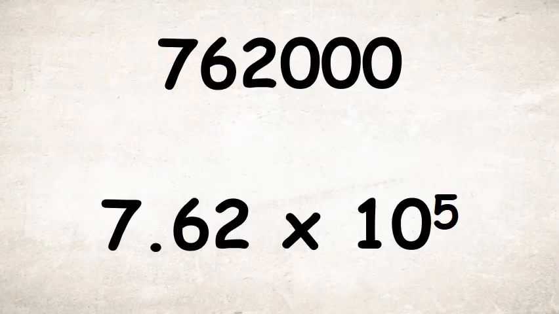So in the first case we've got 762,000. In this case we need to shift the decimal point 5 times. Remember that being a whole number here, the decimal point is not visible, but it is at the end. So we have 5 hops until the decimal point comes behind the number 7. And that will give us 7.62 times 10 to the power of 5.